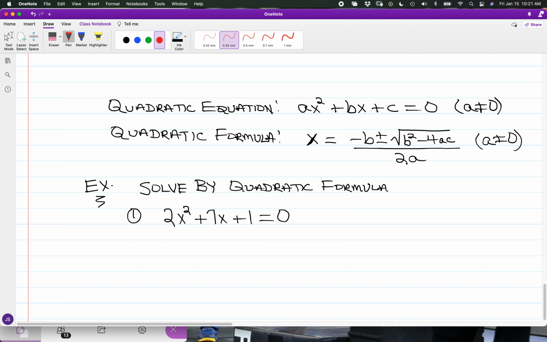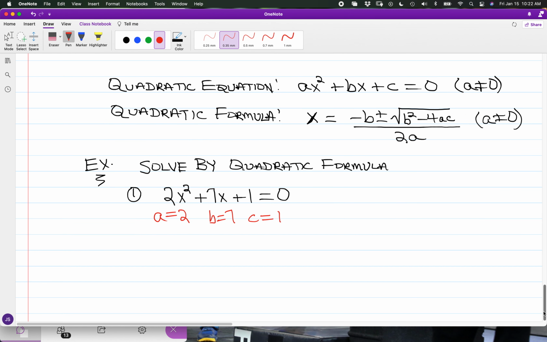So we have a 2x squared, so a is represented by 2. For 7x, we have b at 7. And for c, since we have 1 added, c is going to be at positive 1. And for what we have for x, you have negative b plus or minus the square root of b squared minus 4ac all over 2a.